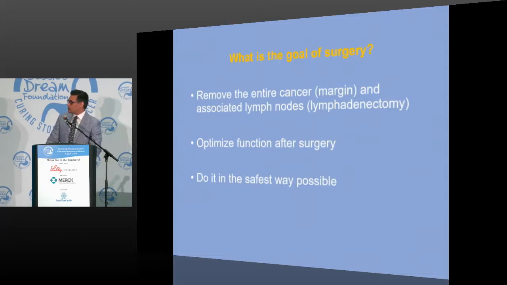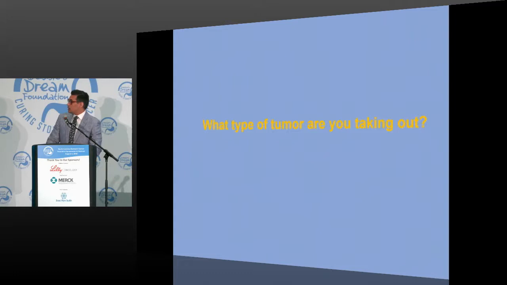The second thing we want to do is optimize the function the patient's digestive tract has afterwards. So we want to make sure that if we leave some stomach, it works afterwards, and if we're not leaving any stomach, that we do things that can help the patient eat and drink as normally as possible. And then the final thing, which is probably the most important thing, is we want to do this in the safest way that we can.